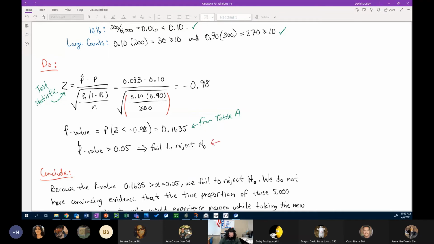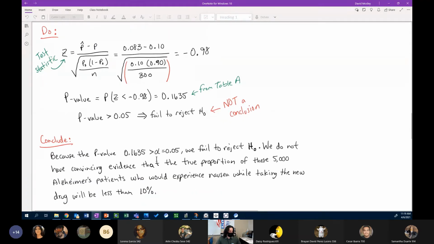This right here is not a conclusion. That is just work for me as part of my calculation steps that ties it together, so now I can write the conclusion. I'm just saying what this p-value means since it's greater than 0.05. It's kind of like scratch work. Now we're ready to write our conclusion.